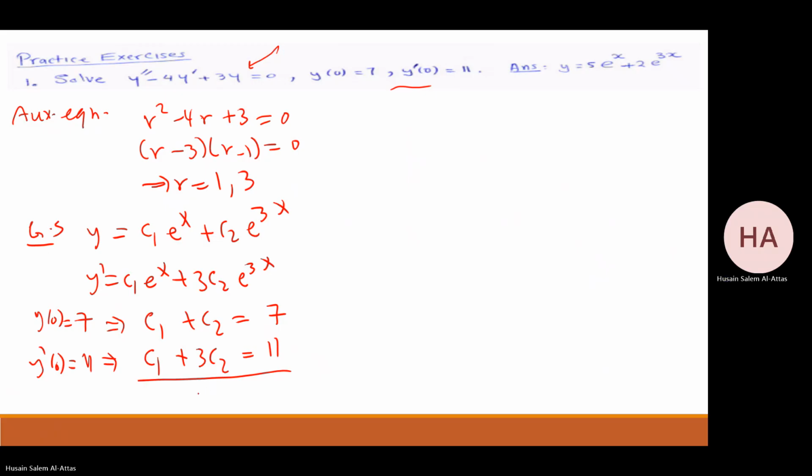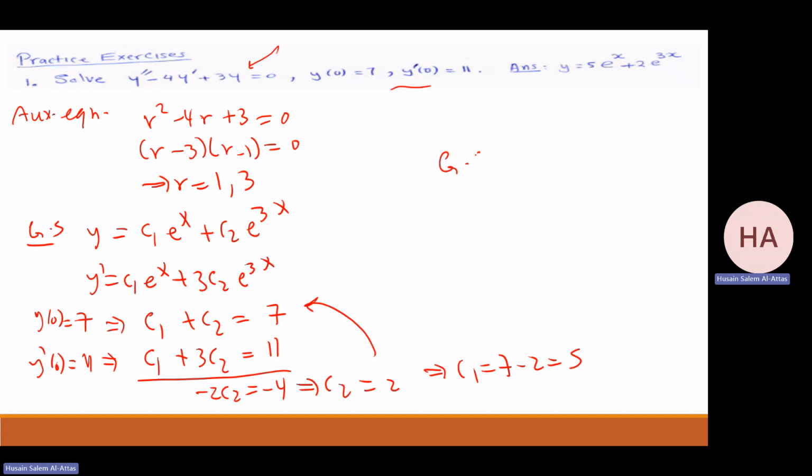Subtract them. I have minus 2C2 equals minus 4. So C2 equals 2. Plug it here. And C1 will be 7 minus 2, which is 5. So it will be my solution, not the general solution, not general anymore. Solution: y equals C1 is 5, e to the power x, and C2 is 2, e to the power 3x, which is this.